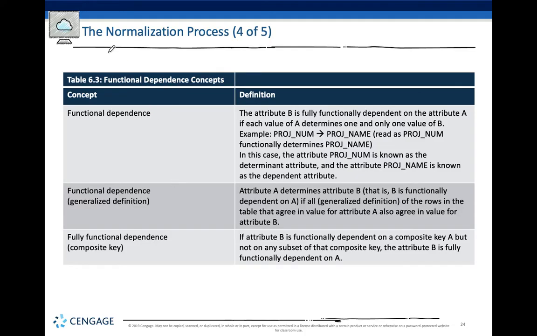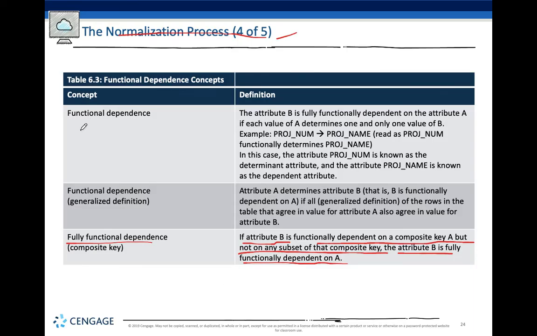Okay, so now let's go through the slides provided by the publisher just for the sake of completeness, but we've covered these concepts. We've covered the normalization process, right? So from this table, I'd like you to remember what full functional dependence is. Full functional dependence is when attribute B is functionally dependent on a composite key A, but not on any subset of the composite key A, then attribute B is fully functionally dependent on A.